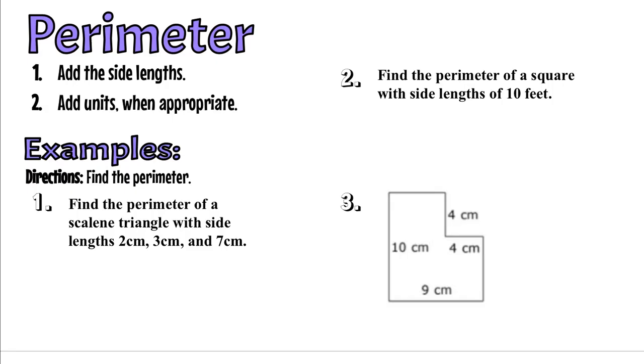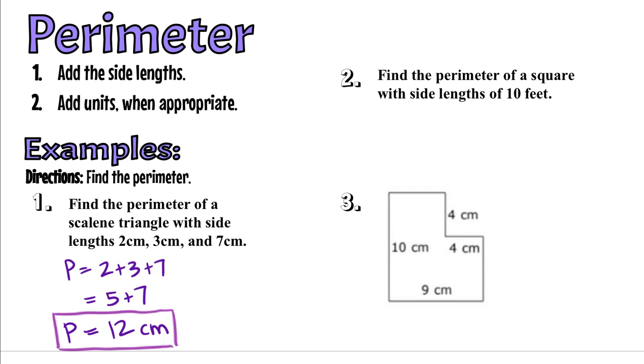Let's try some examples. Let's find the perimeter by adding the side lengths. And don't forget to add units when units are included. Example number 1 says, find the perimeter of a scalene triangle with side lengths 2 centimeters, 3 centimeters, and 7 centimeters. To find the perimeter, all we need to do is add those side lengths. So P equals 2 plus 3 plus 7. 2 plus 3 is 5 plus 7. So here the perimeter is equal to 12, and then we have units, centimeters.